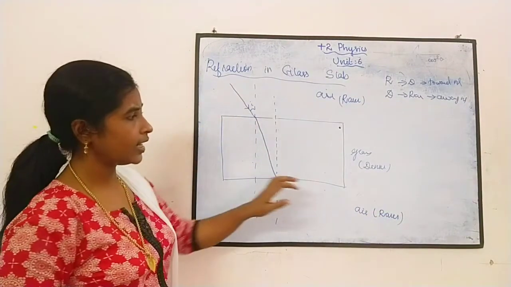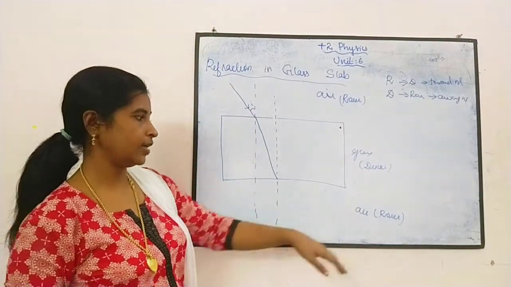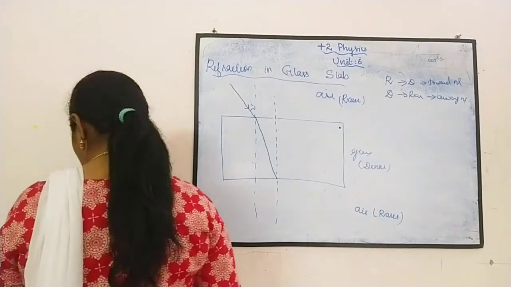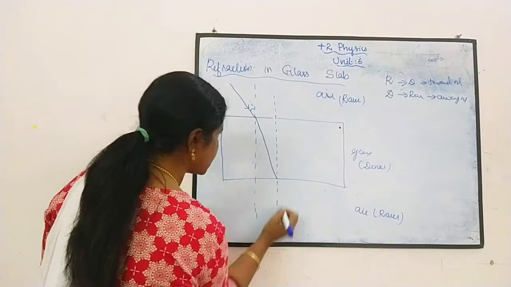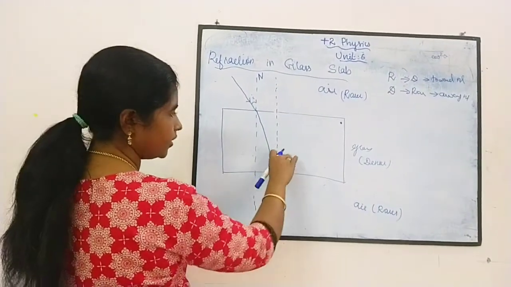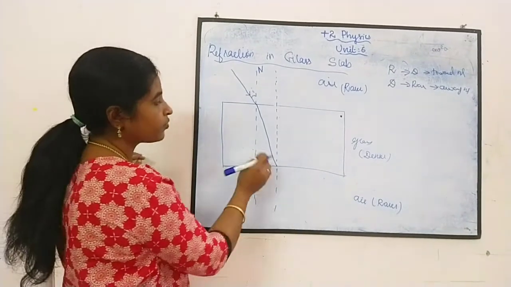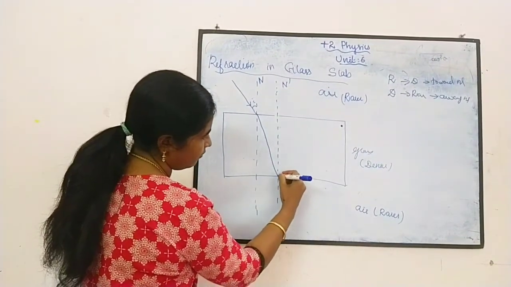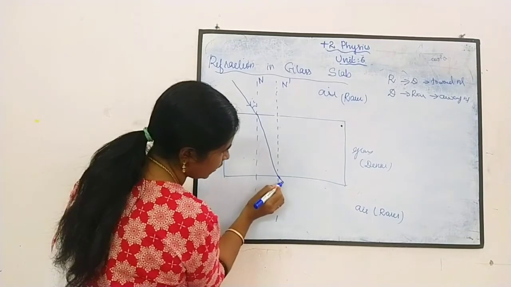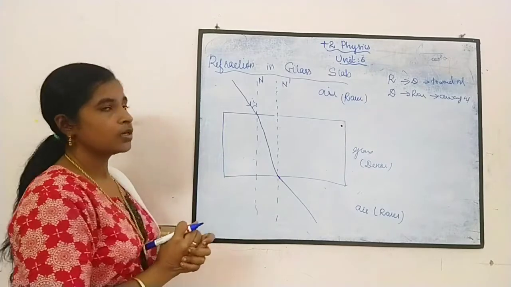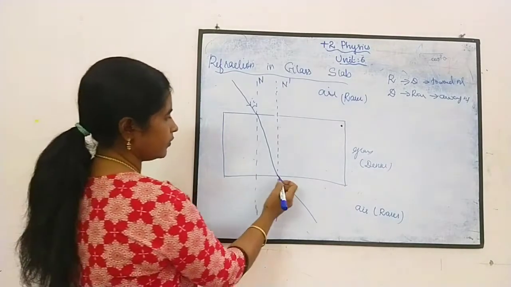So again when the light travels from denser to rarer medium, it is refracted away from the normal. If this is the normal, let us take this as n, and the next normal in the inner medium, let us take this normal as n dash, and it will be refracted away from the normal like this. So we can write it like this.